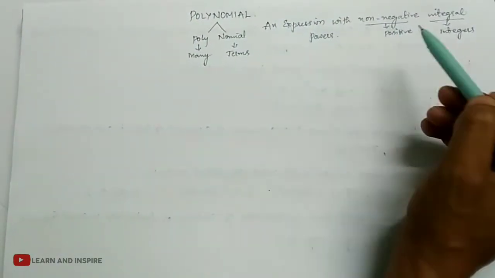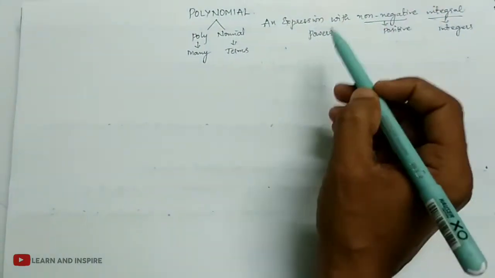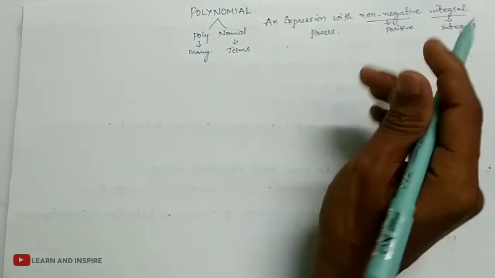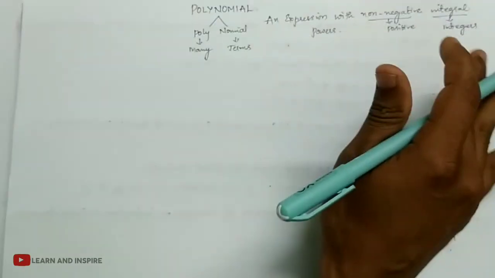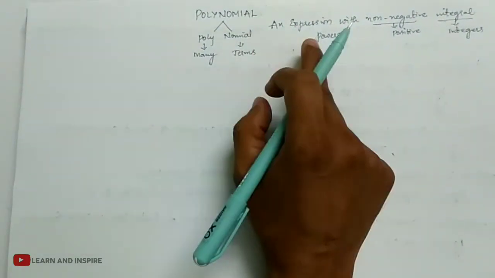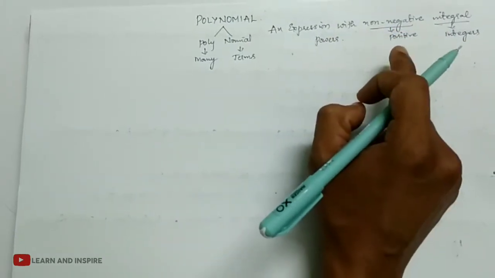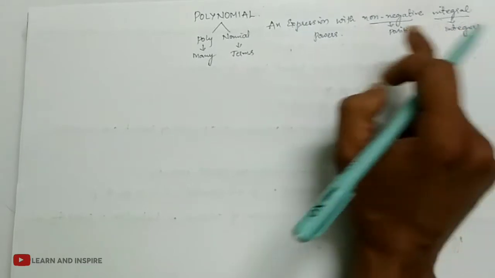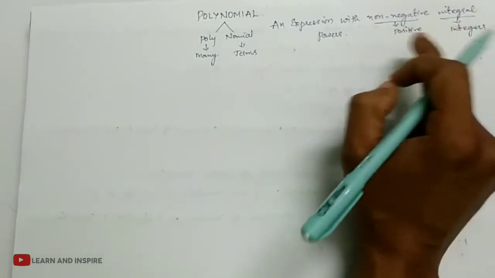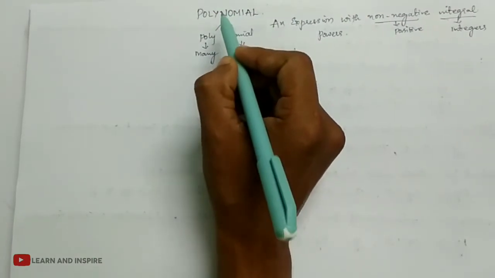If the power is negative, then we can say that it is not a polynomial. So the power should always be positive, then only we can say it is a polynomial. Understood the definition? An expression with non-negative integral powers. Non-negative is nothing but positive, integral means integers. That means positive integers. Power should always be positive, then only we can say that it is a polynomial.